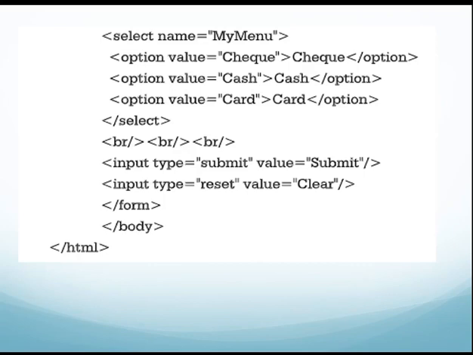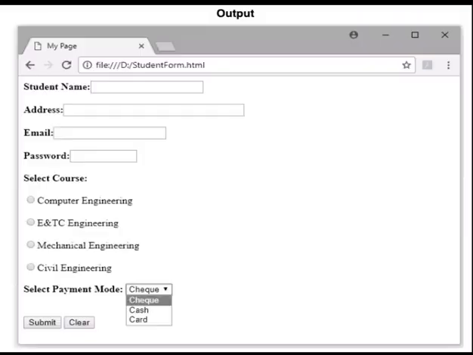So first we'll take a submit button. So input type is equal to submit, value is equal to submit. Then input type is equal to reset and value is equal to clear. So close your form, close body and close HTML. So now this is the code for this form. I hope the code is clear to you all. If you have any doubts in the code, then we'll discuss in the online session.